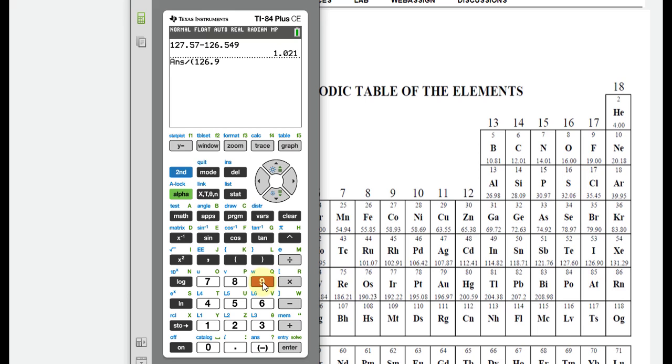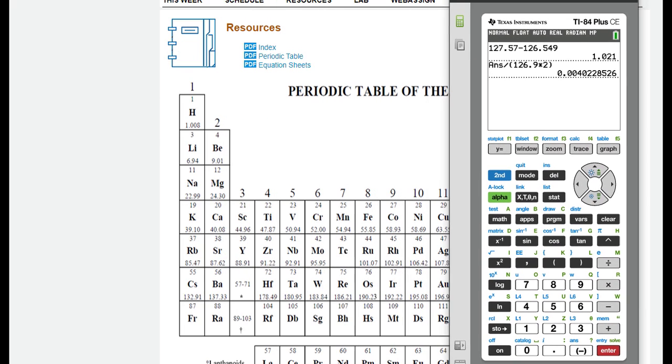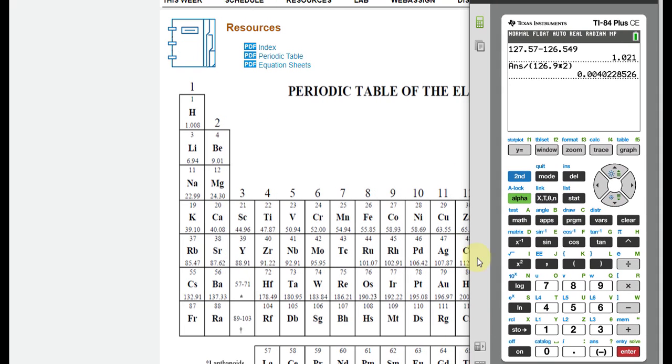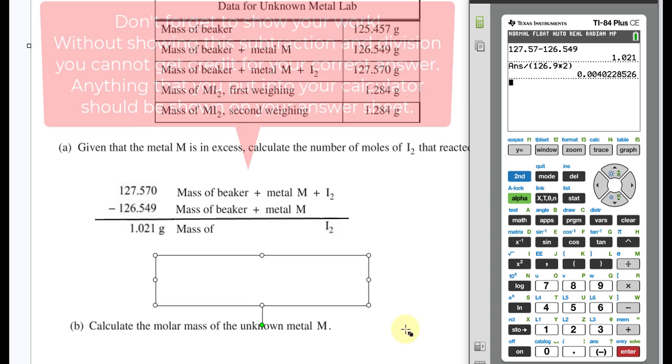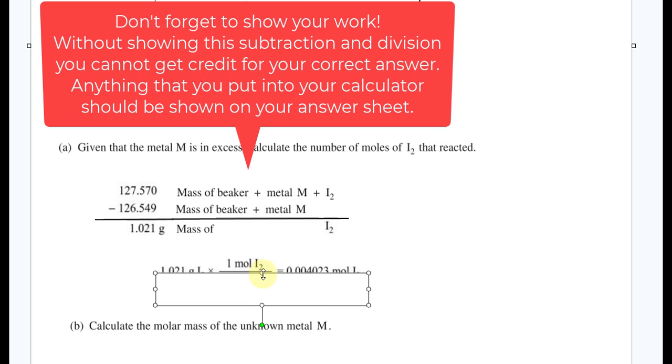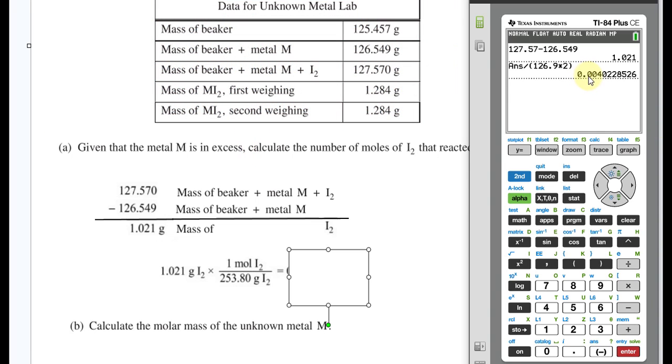126.90 times 2 is I2. And I'll close my parentheses. I don't really have to on this calculator, but 1.021, that was our mass, grams, divided by our molar mass, grams per mole, and we'll get moles. There, that answer we'll be able to write on our answer sheet. We've got plenty of space to do that. So we're going to do this calculation, mass of iodine, and divide it by the molar mass of iodine, and our answer is 0.00402. Well, how many sig figs are we going to use on this?